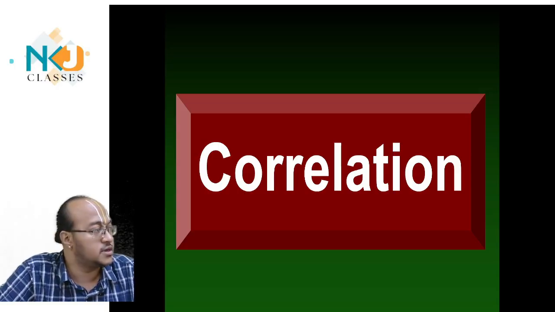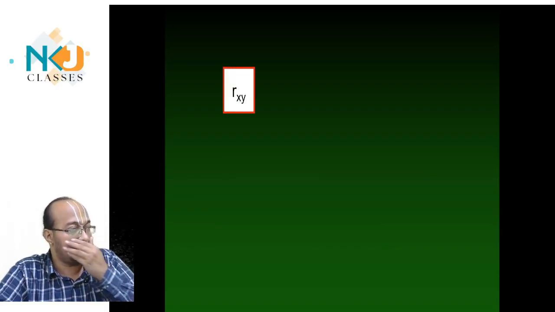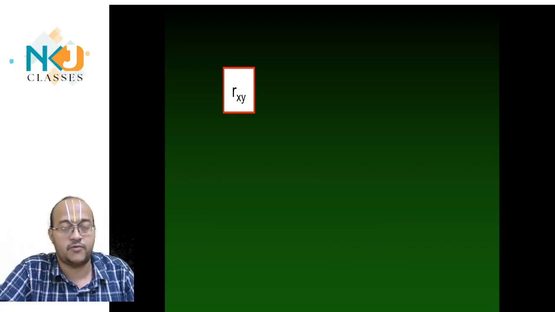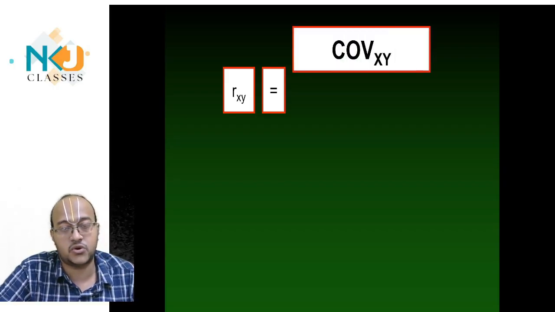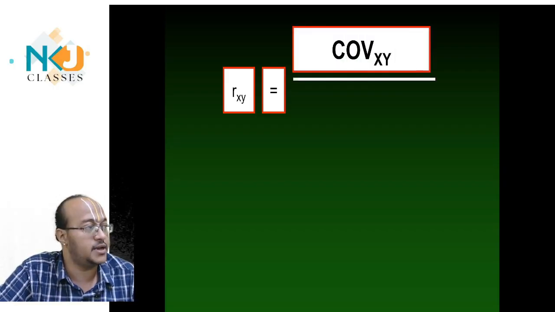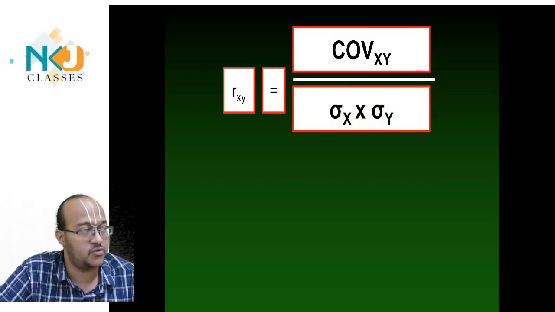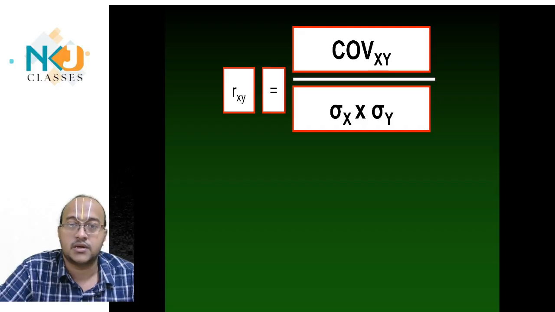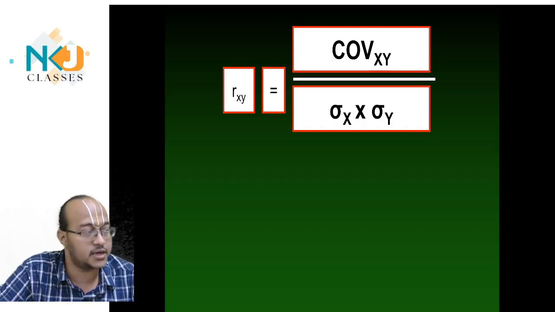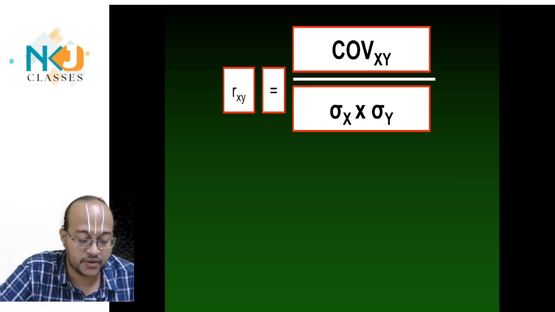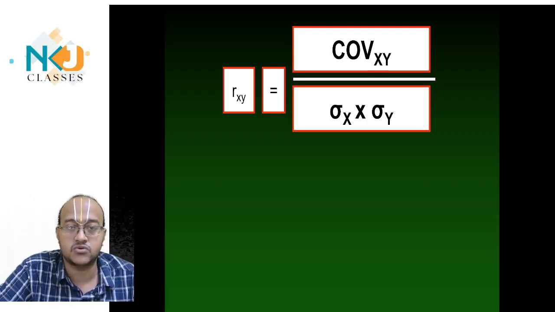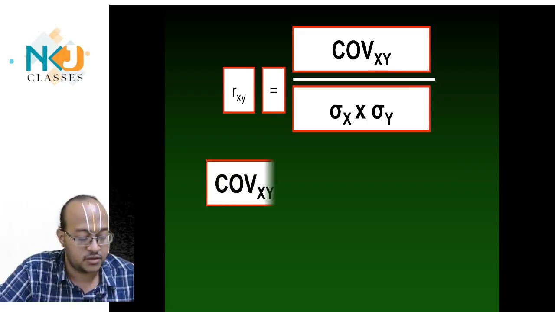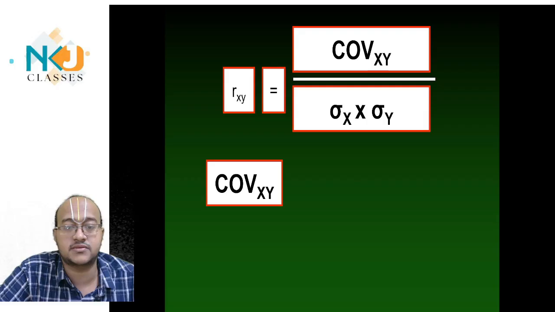Okay, see here, correlation of x and y. There is a formula for correlation of x and y, that is covariance of x and y divided by sigma x into sigma y. Without probability or with probability, you will find it out. Correlation is simply covariance of x and y divided by sigma x into sigma y. This is the formula. Now you may ask, what is covariance?